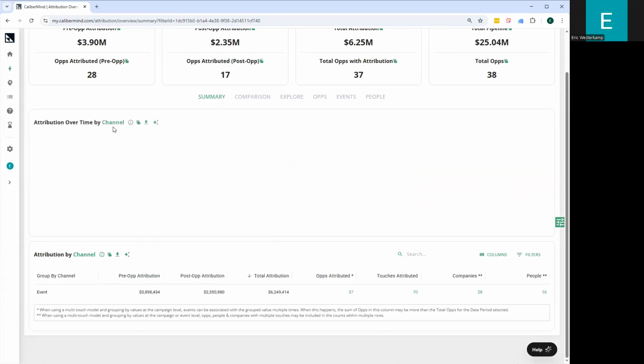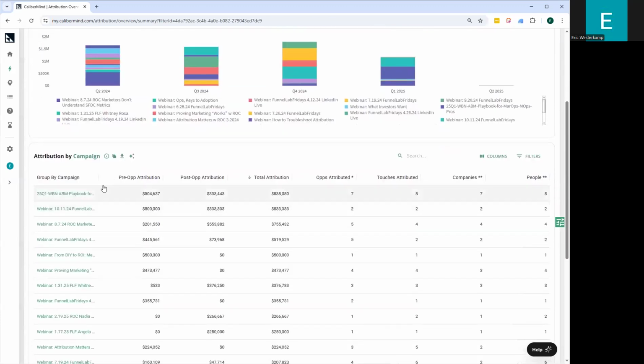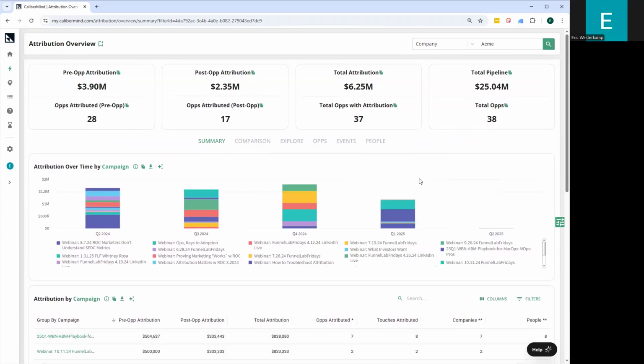By webinar, you see which ones drove the most, and I could even drill in and look at that specific campaign and get information about that. So it's very easy when you have a specific type of attribution you want to look for to come into CaliberMind, find it, and then drill in and start to see a lot of information about that.